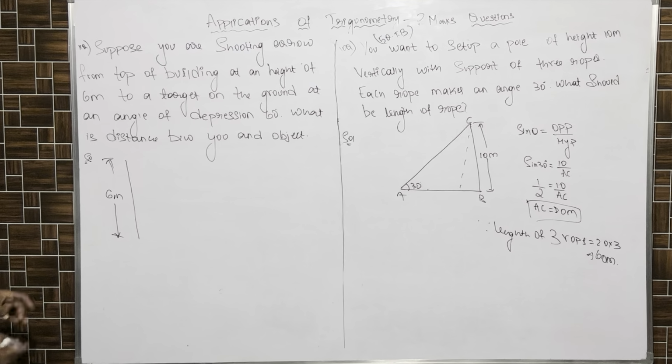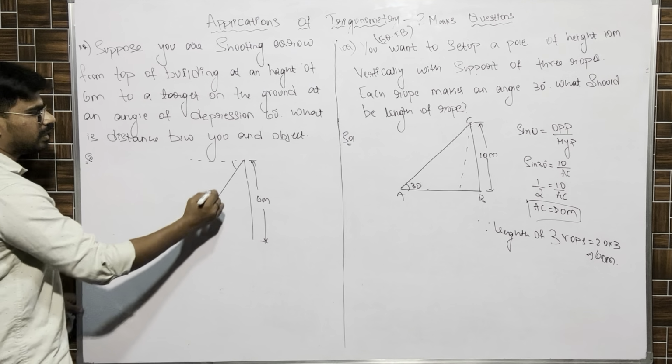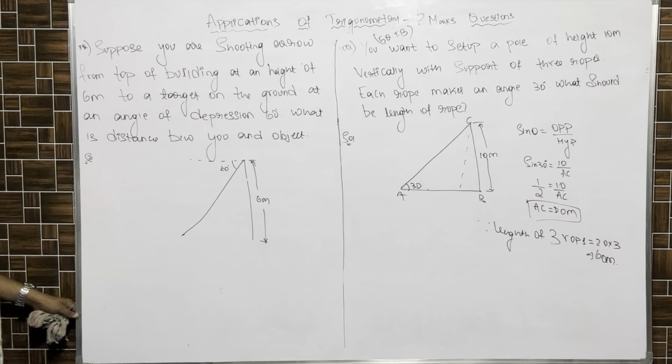Next, you are shooting an arrow from the top, at a height of 6 meter, at a target on the ground. Somewhere over here your target is. I don't know what target you are aiming at from the top of the building. This angle of depression, as I already told you, is how much? 60 degrees. The angle of depression is 60 degrees.